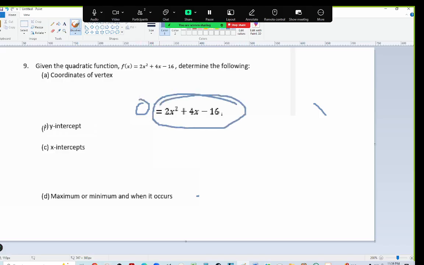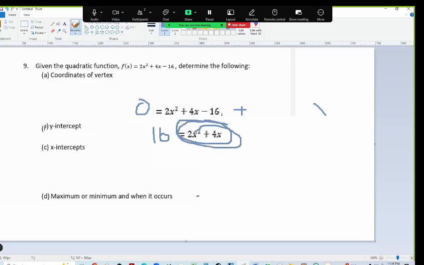Reverse BEDMAS, is there any addition or subtraction? Yeah, there was subtraction. So how do I get rid of that subtraction? -16? +16. Okay, so I get +16. So I get 16 is equal to just this left half. Let's see if this is doable. I can factor a 2 and an x out of this side, can I? I'd be left with what? If I divide this, x plus 2.